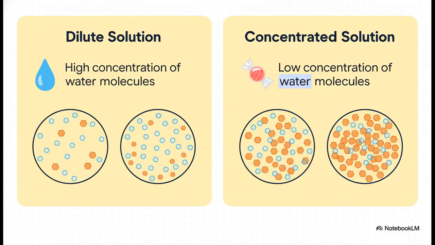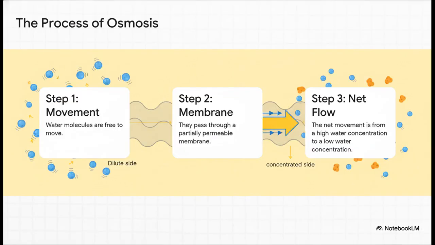When we say a dilute solution, all that really means is there's a high concentration of water molecules. On the flip side, a concentrated solution has a low concentration of water molecules, because other stuff like sugar is taking up all the space. So, at its heart, osmosis is just water moving from where it's crowded to where it's less crowded. Simple as that.